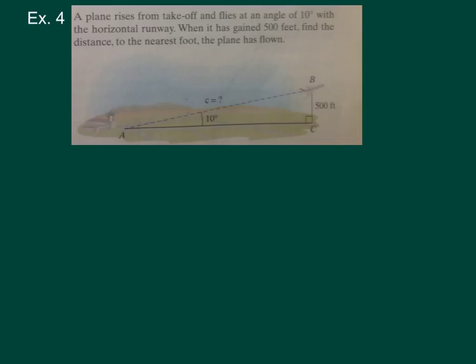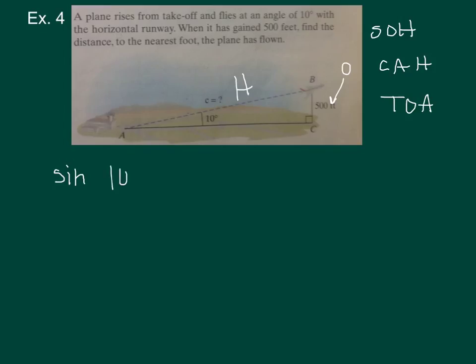Example 4. A plane rises from takeoff and flies at an angle of 10 degrees with the horizontal runway. When it has gained 500 feet, find the distance to the nearest foot the plane has flown. So, SOH CAH TOA. All right, so we have our angle, we have our opposite side, and we need our hypotenuse. So we're going to use sine again. Sine 10 degrees equals 500 over h.